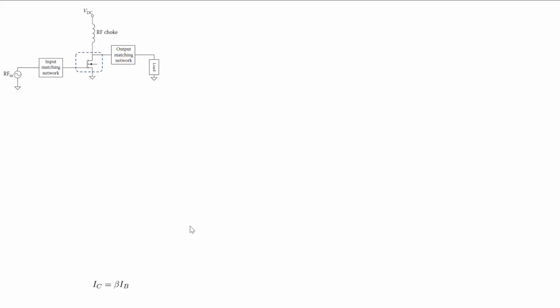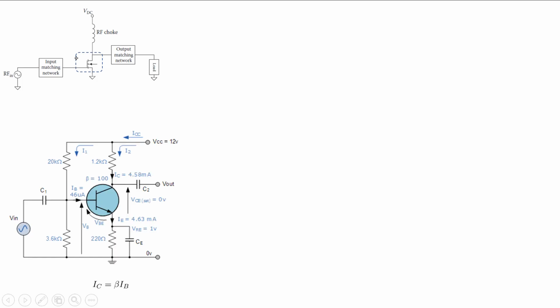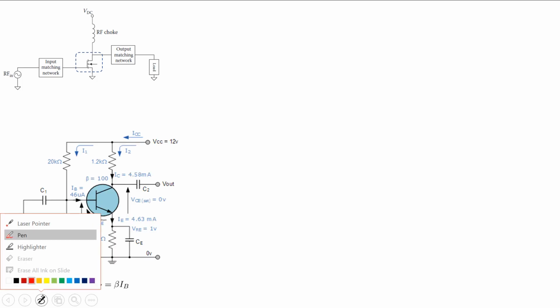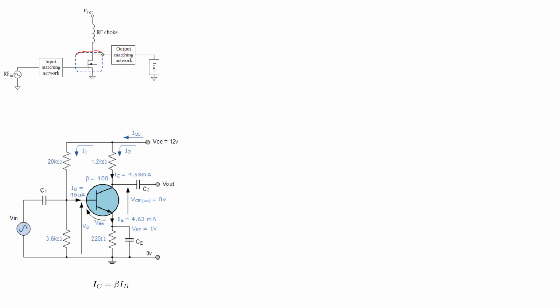So before we go into the system level parameters and specification of an RF amplifier, we will take a look at the basic building block of an amplifier. In essence, it's a transistor that is going to be amplifying the input signal to achieve a certain RF output power.